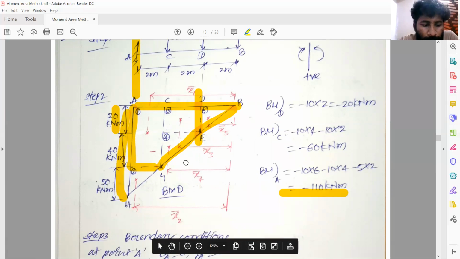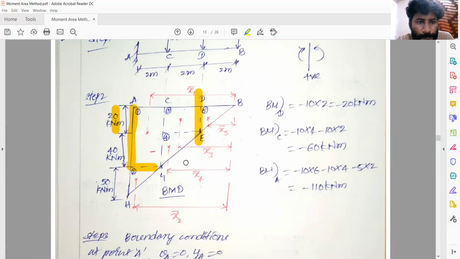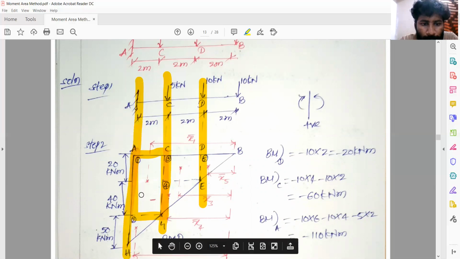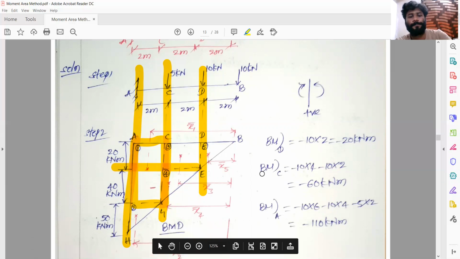So again, individual areas. I have taken many areas. One is a rectangular area, two is this triangle, three is again a rectangle, and four is one more triangle. Based on this, you just take these vertical lines and we can divide the areas. Wherever we have taken the moment, you take it like this too. So you can divide into triangles and rectangles.